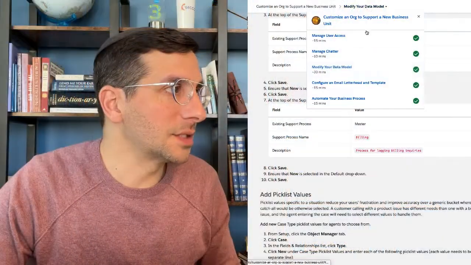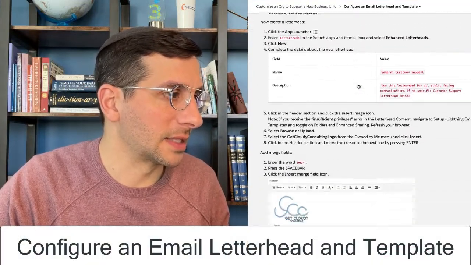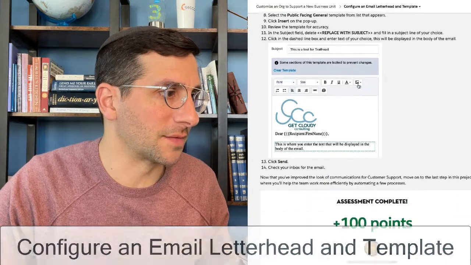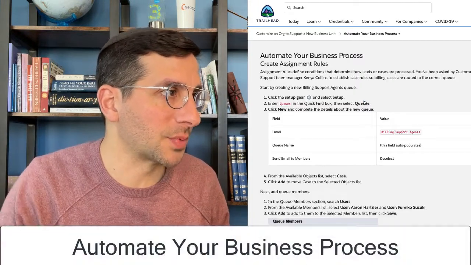Okay? The last two units here are configure an email letterhead and template. This is cool. It's good stuff to do. Just follow along. It's really straightforward. And then the last one, automate your business process.